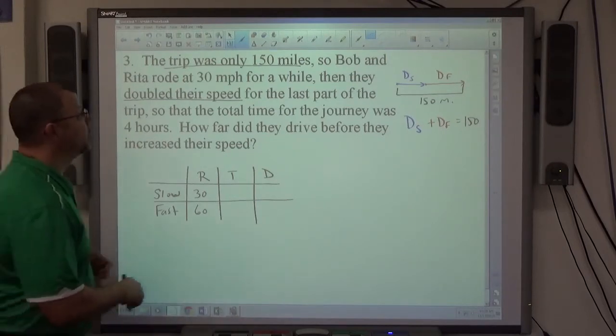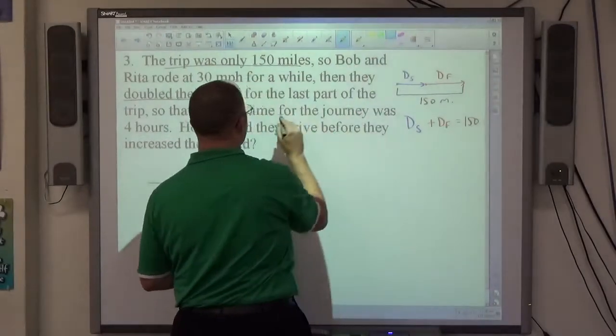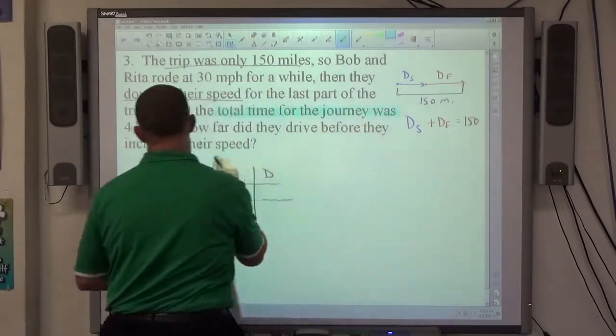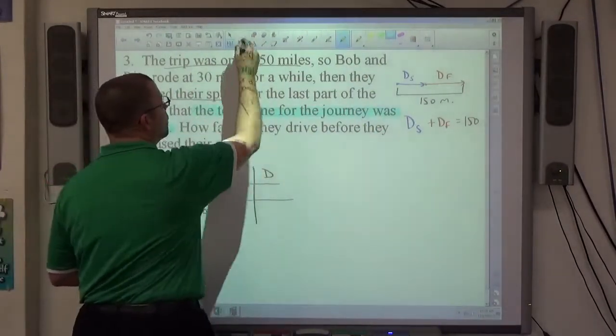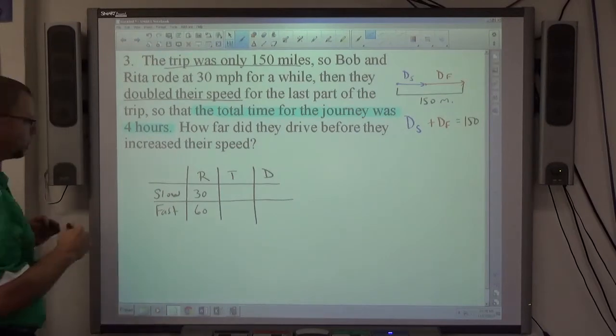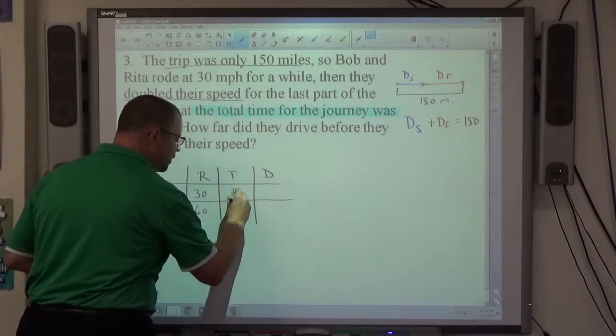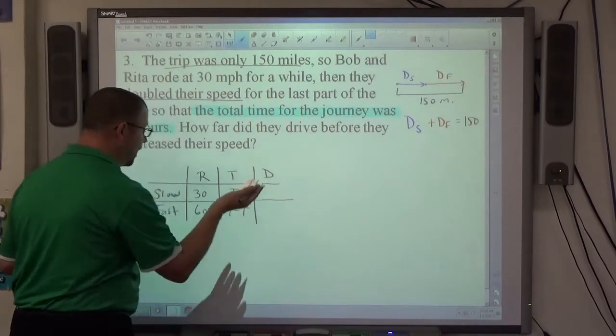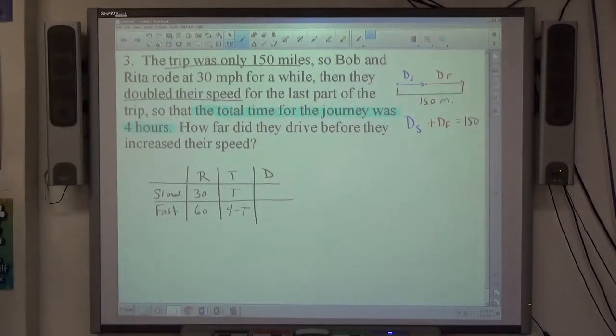The total time for the journey. Some of you guys are still doing this wrong. I've said it 6,000 times now, so I don't know how else to say it. If you're given a total time or a round trip time, in anything, one of the times is t, the other is the total time minus t. That's how you set it up. That's the only way to do it. There's no other way other than just that right there.